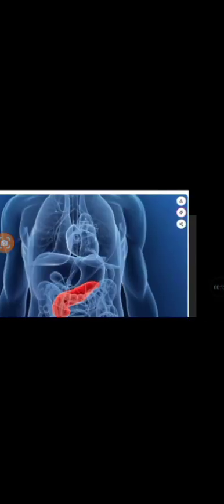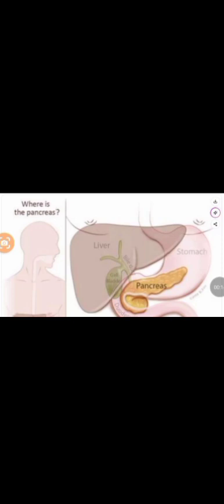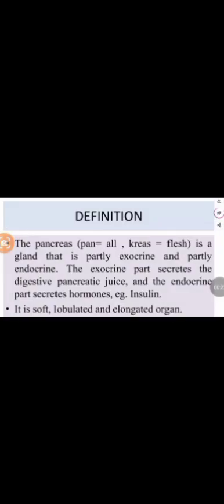Good morning, students. Today I will take the class about the pancreas. What is the pancreas? It is situated between the liver and the duodenum and the stomach.